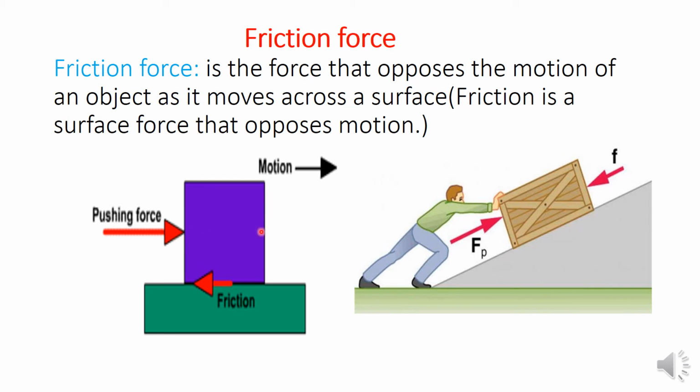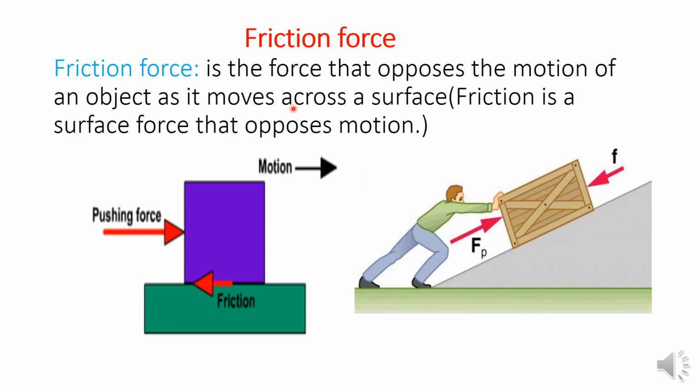You conclude that a friction force is the force that opposes the motion of an object as it moves across a surface. In simple words, a friction force is a force that opposes motion when two objects are in contact. That is the explanation of friction force.